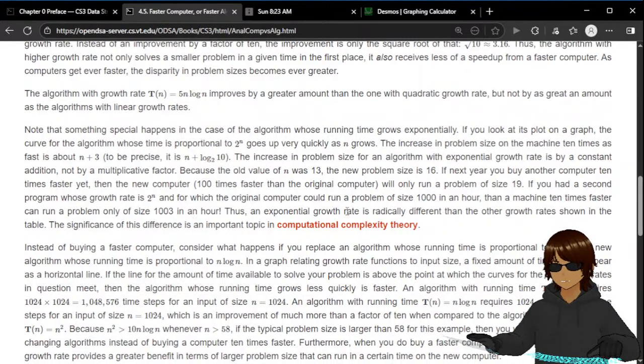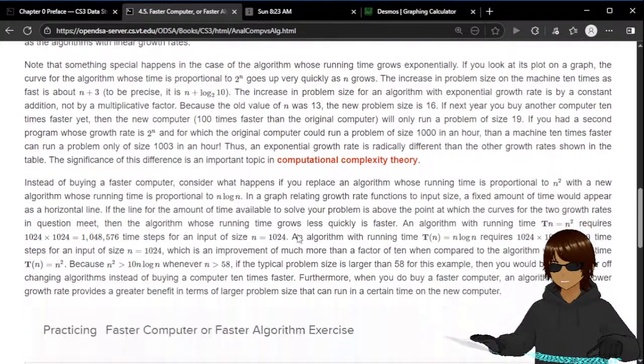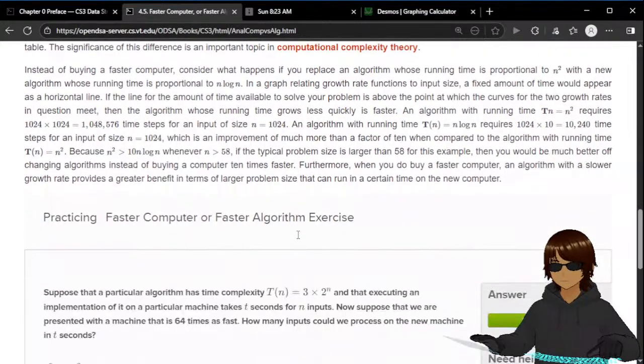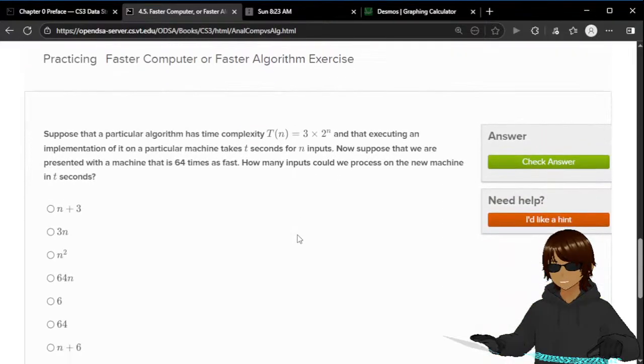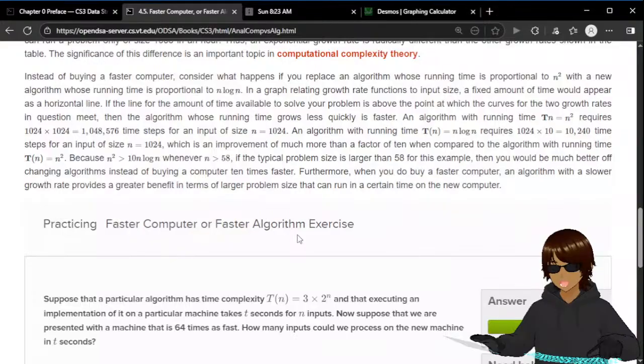Thus, an exponential growth rate is radically different from the other growth rates shown in the table. The significance of this difference is an important topic in computational complexity theory. When you do buy a faster computer, an algorithm with a slower growth rate provides a greater benefit in terms of the larger problem size that can run in a certain time on a new computer.